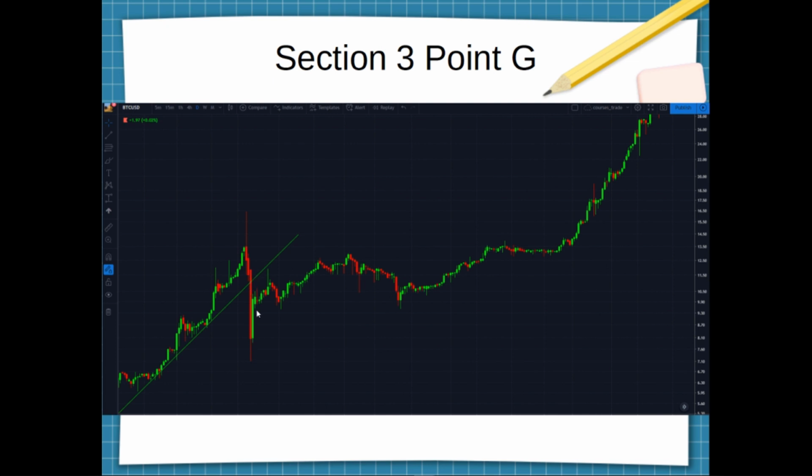In this situation, you can expect a consolidation or a continuation instead of a total reversal. Now remember, it's a question of probability. This is what is most likely to happen.